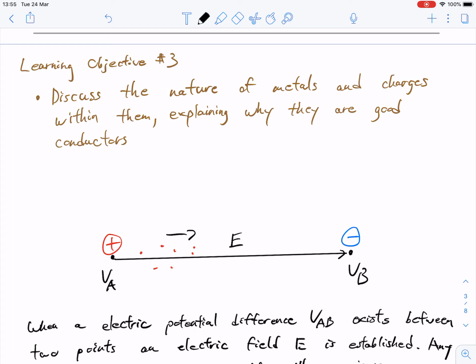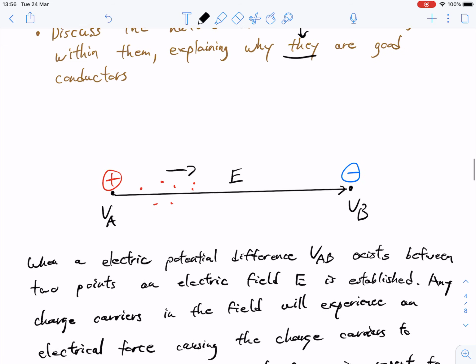Okay, learning objective number 3 is to discuss the nature of metals and charges within them, explaining why they are good conductors. So they is referring to metals. Okay, so why metals are good conductors.